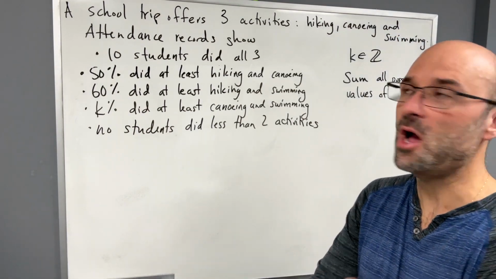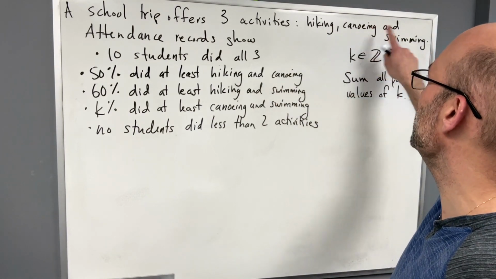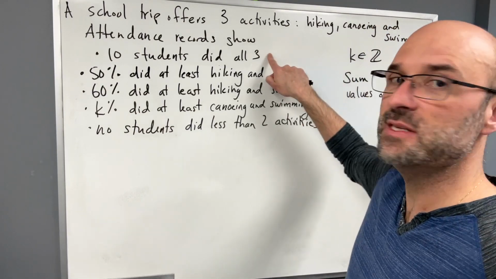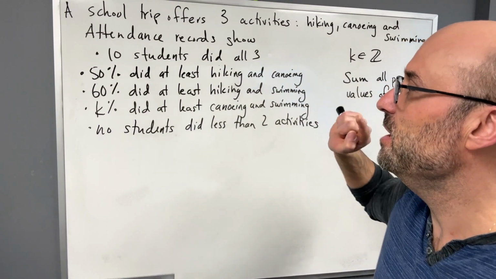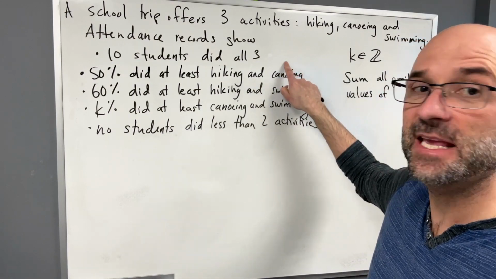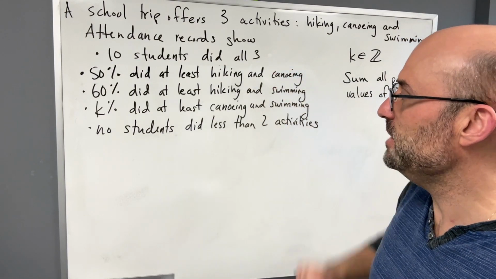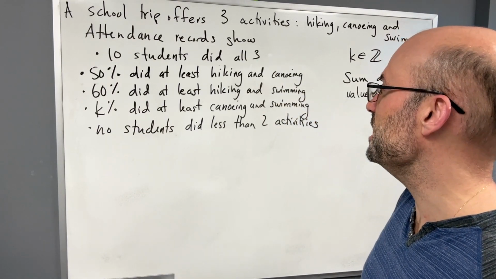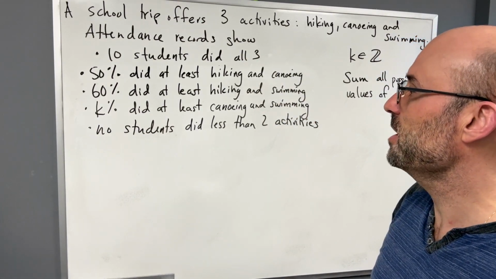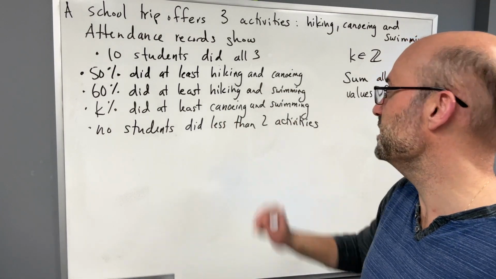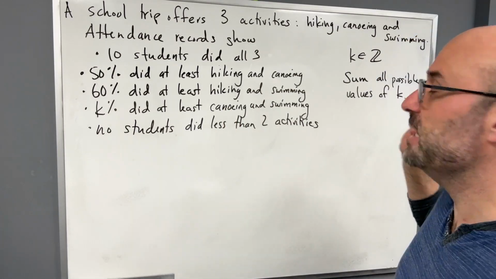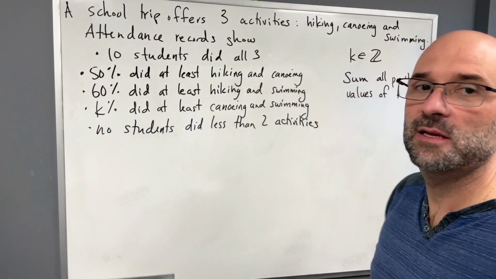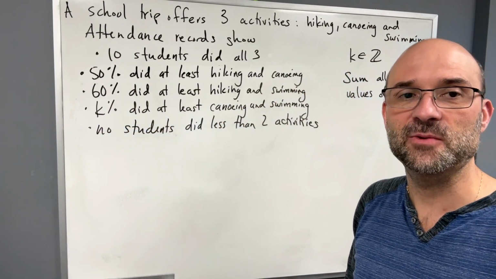A school trip offers 3 activities: hiking, canoeing, and swimming. And attendance records show that 10% of the students did all 3 activities. 50% did at least hiking and canoeing. 60% did at least hiking and swimming. And K% did at least canoeing and swimming. No students did less than 2 activities. Given that K here is an integer, sum up all possible values of K.